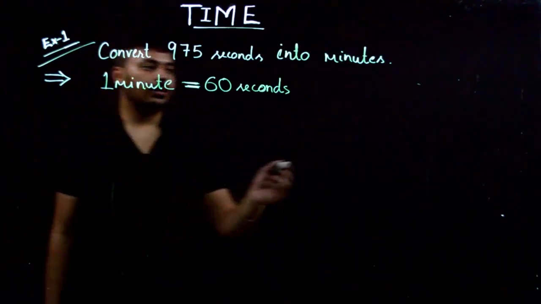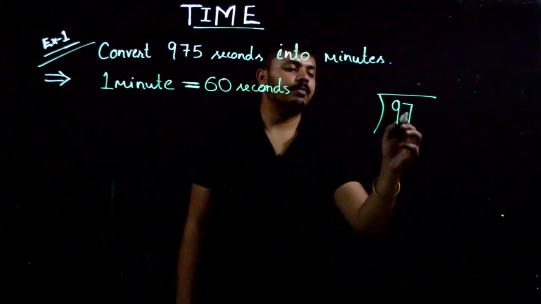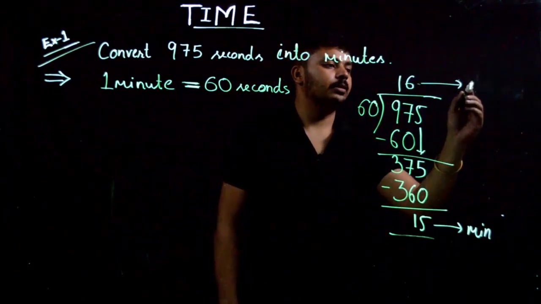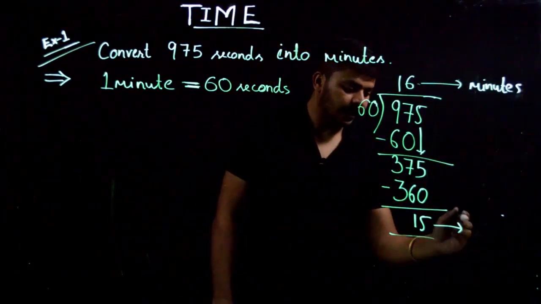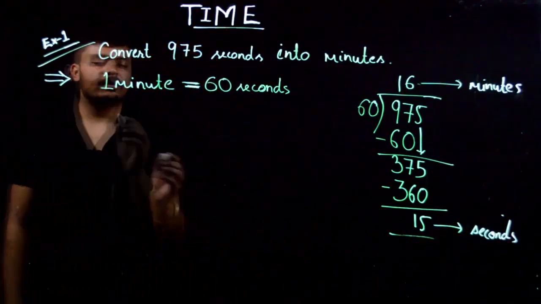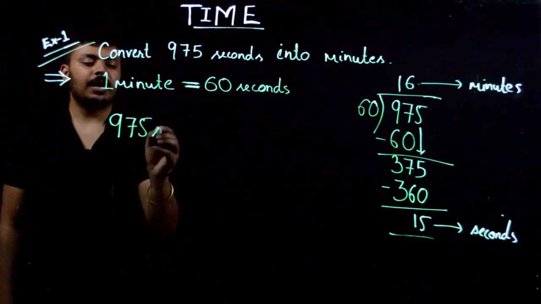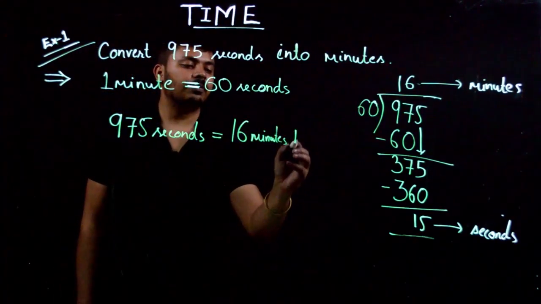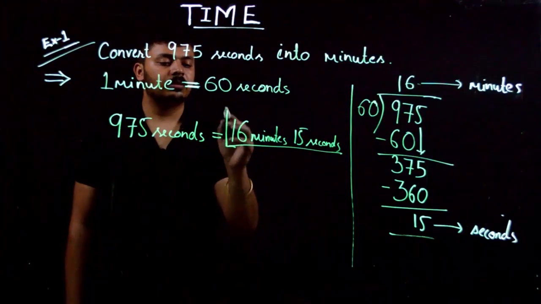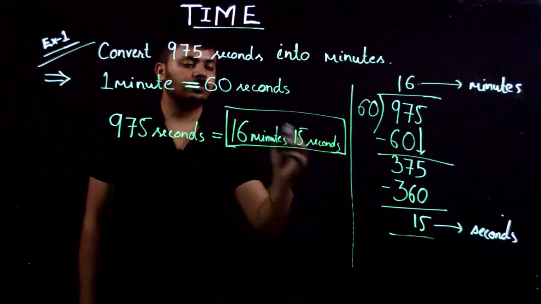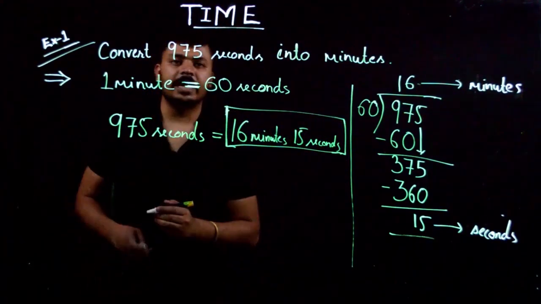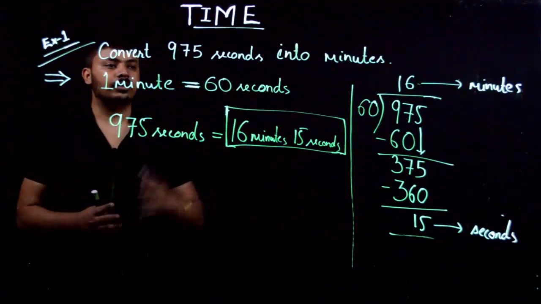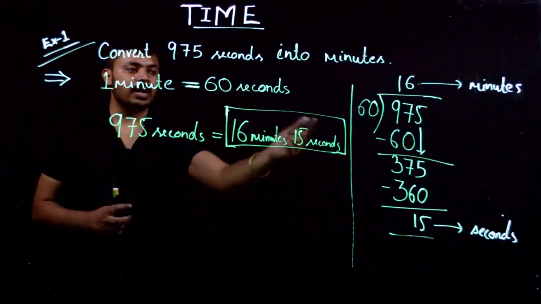So dividing 975 by 60, we get the quotient as our minutes and our remainder is our seconds. So we can say that 975 seconds is equal to 16 minutes and 15 seconds. This is our required answer. Here we have converted seconds into minutes. I hope students have understood how to convert seconds into minutes. So we have to divide it by 60.